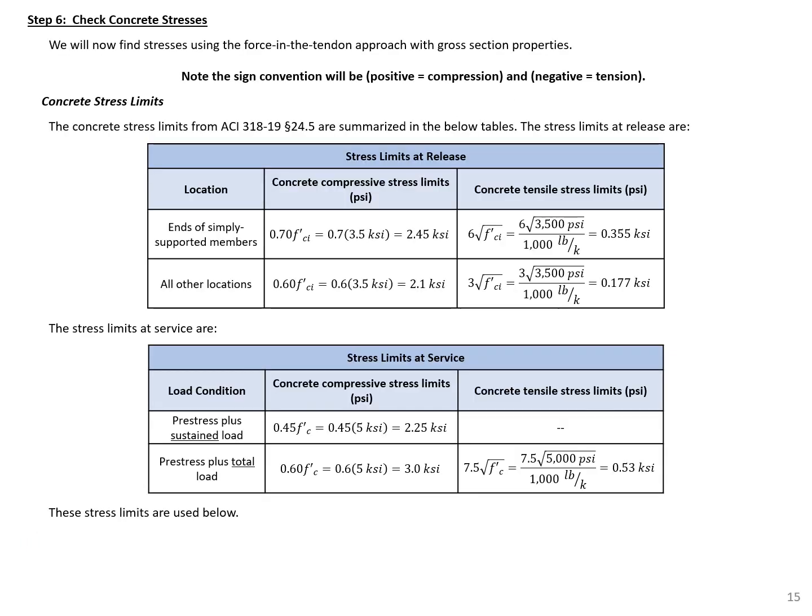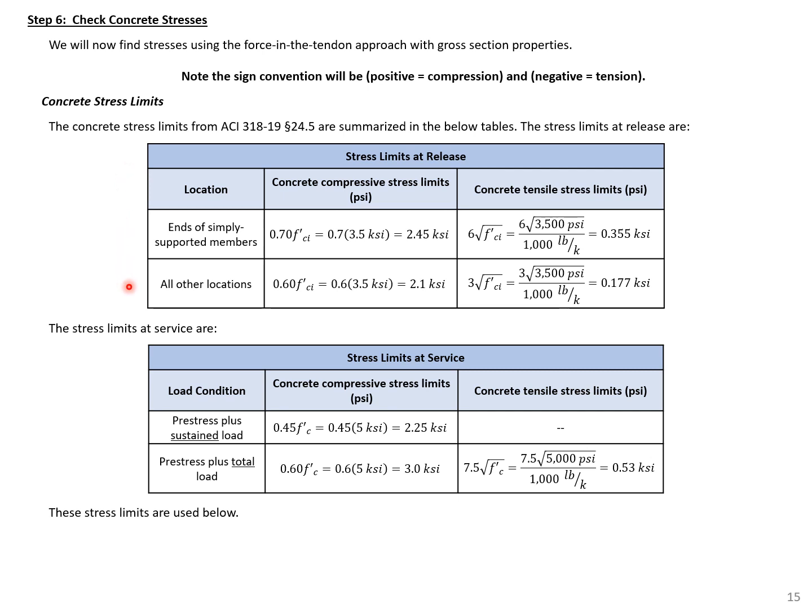Our next step is to check the concrete stresses using the actual stress in the pre-stressing strands that we found on the previous slide. Note that we're going to use the force in the tendon approach with gross section properties, and note our sign convention is going to be positive for compression and negative for tension. We'll use the concrete stress limits from ACI 318-19, and I summarize those in these two tables.